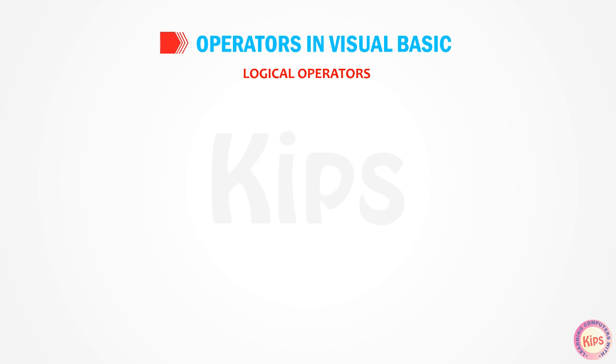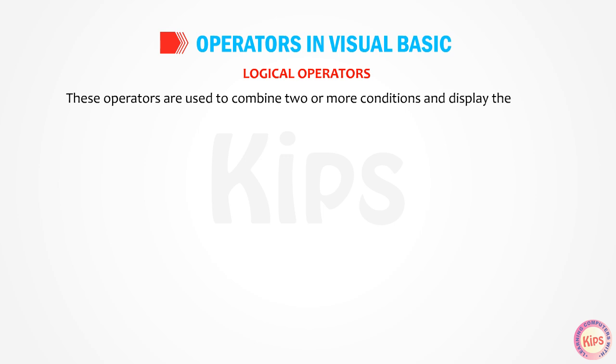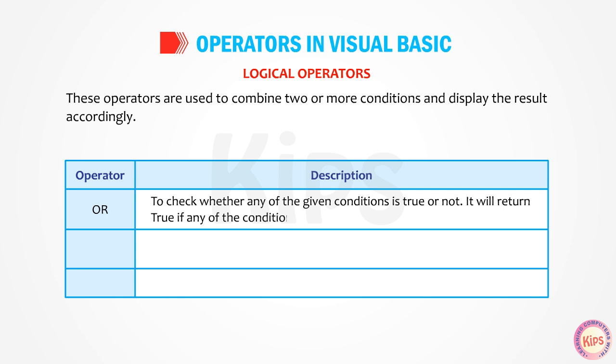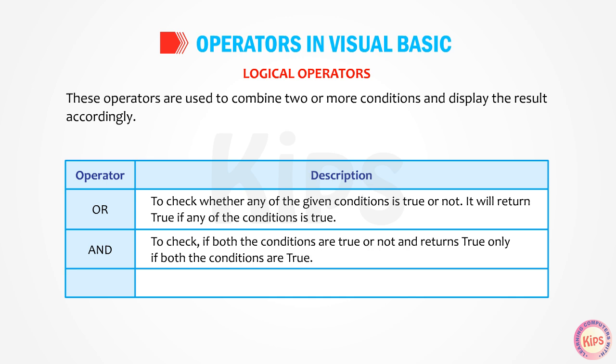Logical operators. These operators are used to combine two or more conditions and display the result accordingly. Or checks whether any of the given conditions is true or not. It will return true if any of the conditions is true. And checks if both the conditions are true, and returns true only if both the conditions are true. Not returns true if none of the conditions is true.